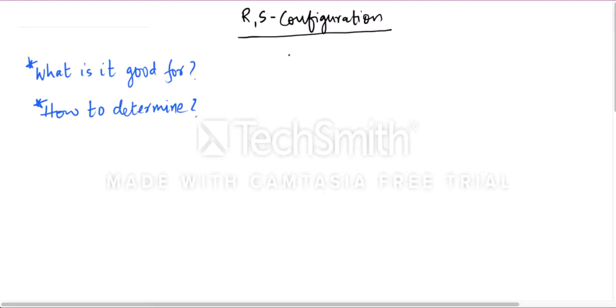Hello friends, today in this lecture we are going to discuss RS configuration. RS configuration is a very essential part of stereochemistry, particularly in optical isomerism. In the first part of this video we will be discussing the importance of RS configuration and where exactly we use it. So actually, what is it good for? And in the later part we will discuss how we can determine RS configuration.